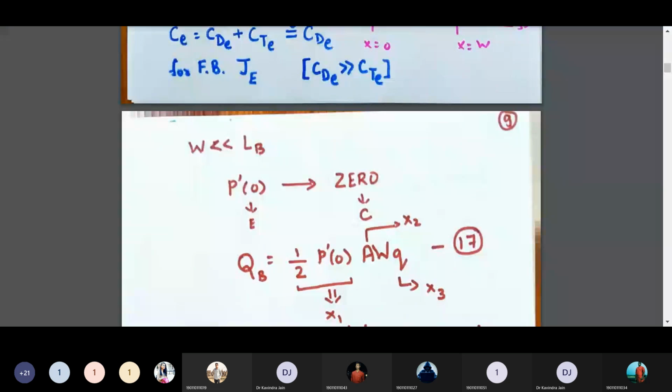Now over here, there are certain terminologies which you do not know. So all of you are requested to note down equation number 17.